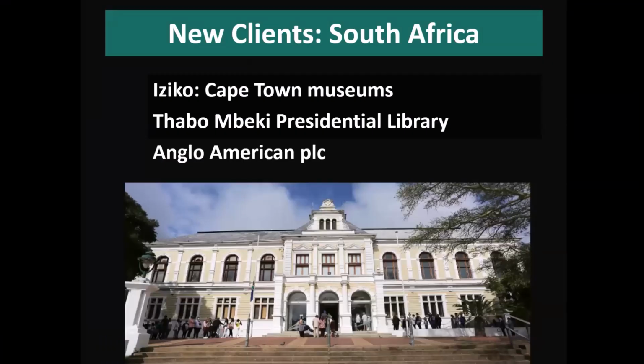We continue to gain new clients, which is always good to see. And two particular countries where we've had success in the last year are South Africa, where Aziko, which is a whole consortium of national museums in Cape Town, has selected Vernon CMS, and we're currently migrating data from multiple legacy systems. And then also the Thabo Mbeki Presidential Library, a reference library collection with thousands and thousands of books and related authors, illustrators, editors. We've also got a commercial corporation that has an extensive art collection that has chosen Vernon to manage that art collection.